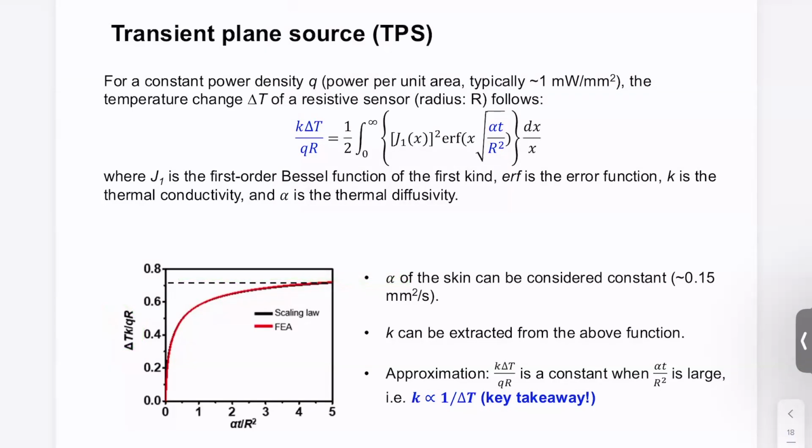So it doesn't matter what your alpha is, just wait long enough, then your term on the left should be a constant. Then, since Q and R are both constants, you will see your thermal conductivity is proportional to 1 over delta T. That's the key takeaway. A higher temperature increase means a lower thermal conductivity. That's the only message you want to take away from this slide. Okay.